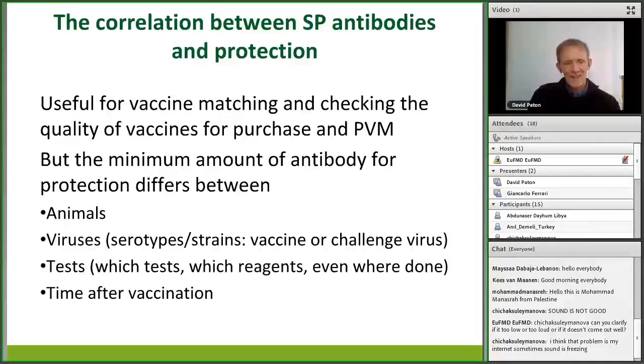And finally, the time after vaccination can also affect the correlation between antibody level and protection. So if you look 3 weeks after vaccination, there may be a different level of antibody associated with protection than if you look 5 months later.